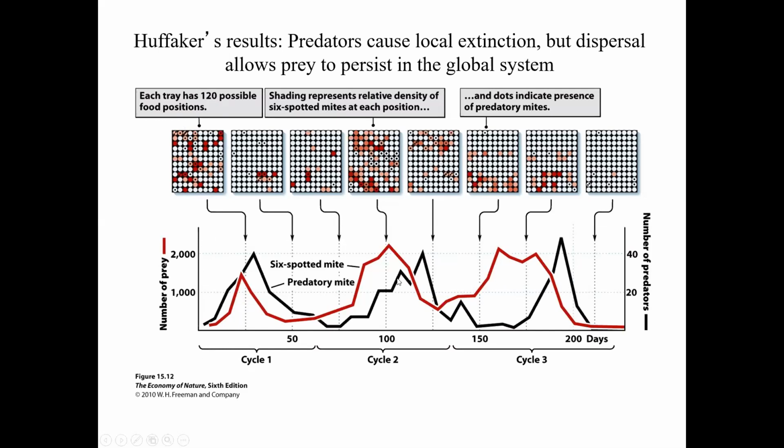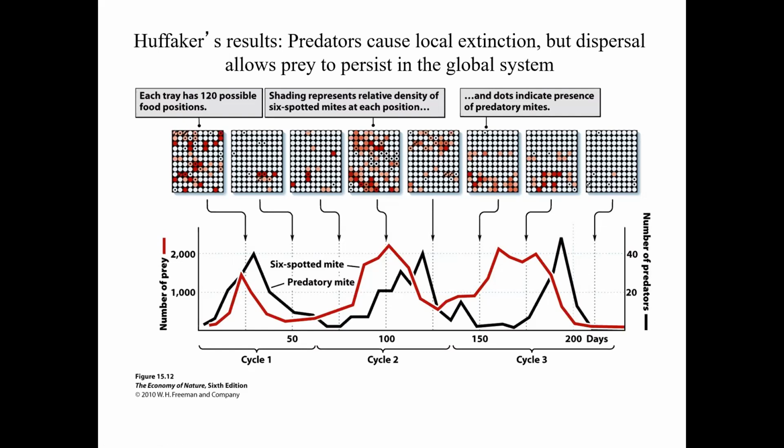So over the course of about 8 months, he saw limit cycles. Now this is interesting because we know that on any given orange, the predator will drive the prey extinct. However, in the entire system, the predator could not drive the prey extinct because they were dispersing ahead of the prey. And basically, they had what amounts to a refuge.